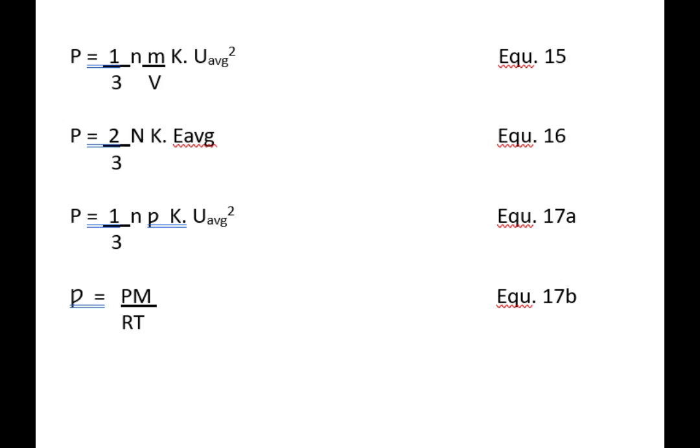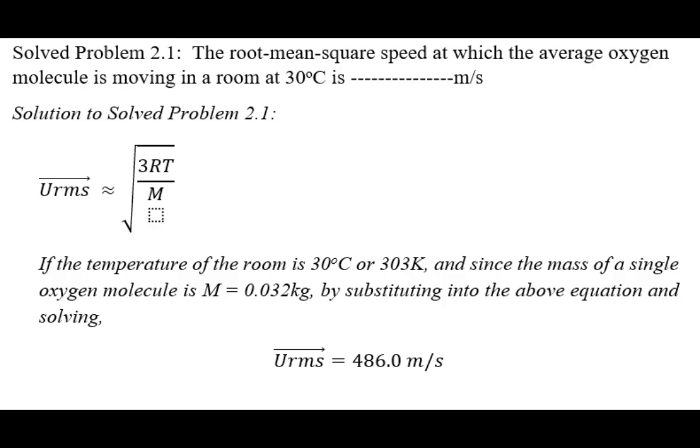Solve problem 2.1. The root mean square speed at which the average oxygen molecule is moving in a room at 30 degrees Celsius is blank m/s. The solved problem 2.1 is handled simply by substituting the molar mass of oxygen and its temperature in the desired SI unit into equation 8.